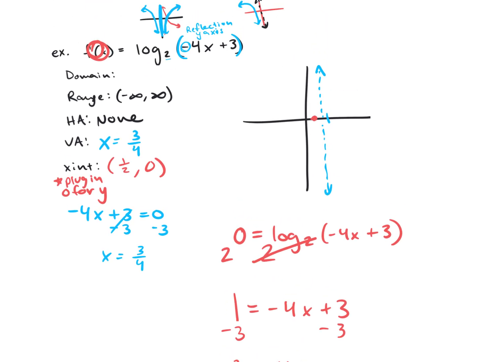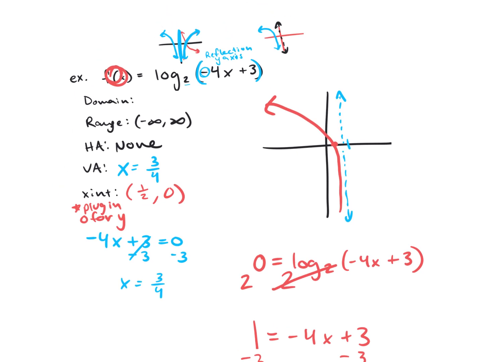And we know the shape of our graph. It's going to go to the left here. So our domain goes with our asymptote. Our domain, is it going to be to positive infinity or to negative infinity? Negative infinity, because it's pointing to the left. So it'll be negative infinity to 3/4.